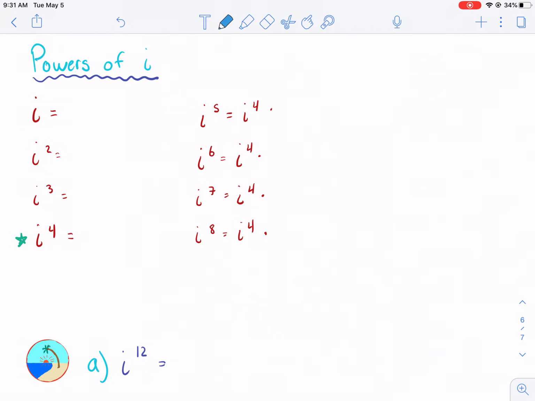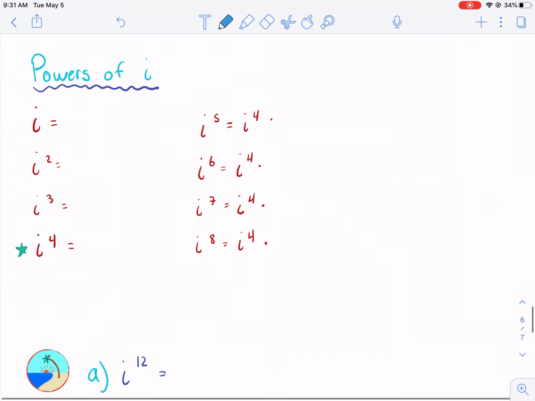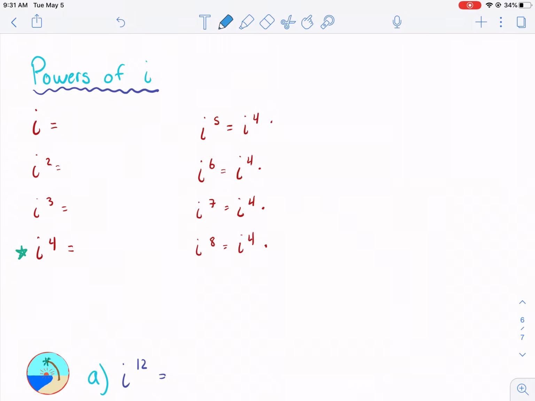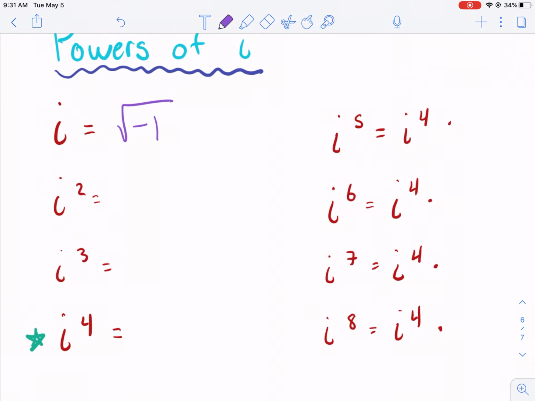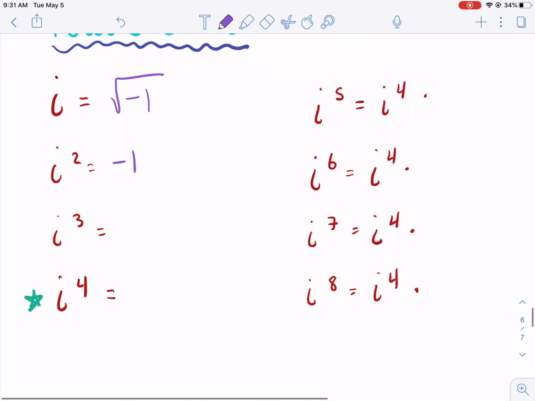Welcome to the last section of complex numbers and imaginary numbers. In this final part, we're going to talk about the powers of i. So we already discussed that i is equivalent to the square root of -1. So if we square the square root of -1, we get -1. And we talked about this earlier. But we did not talk about higher powers of i.